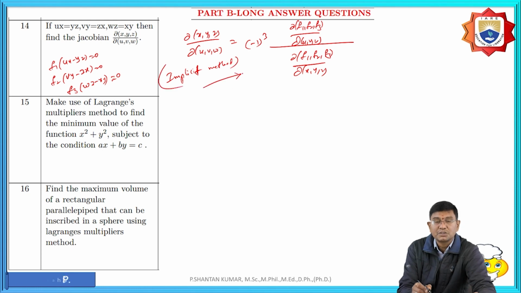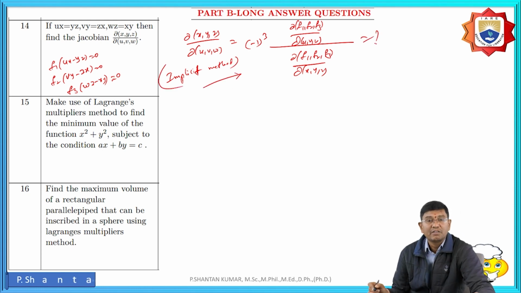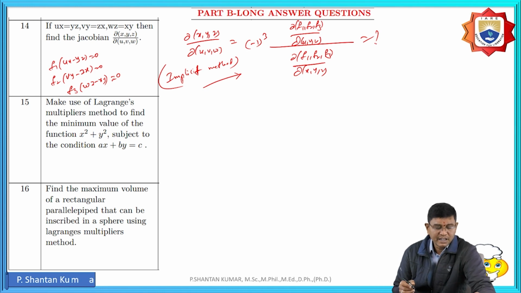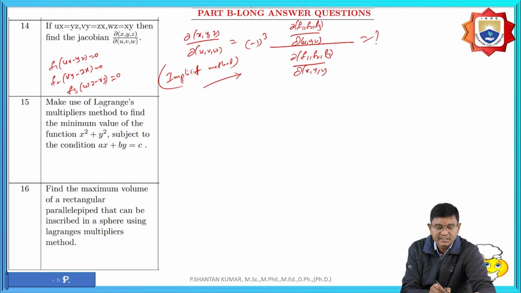Implicit method, we need to find the solutions. We get the easy proper values. Make use of the Lagrange's method of multipliers. The function x plus y square is given subject to the condition ax plus by plus ... is equal to c.